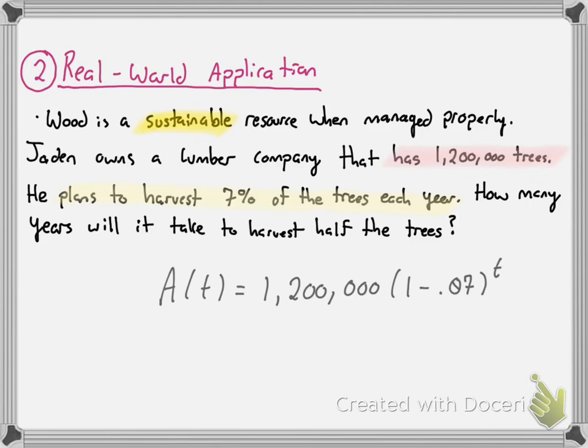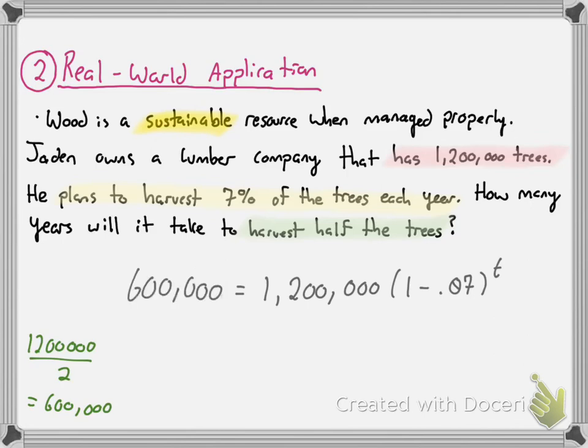From here, I'm trying to figure out how long it is going to take to harvest half of the trees. If I'm starting with 1.2 million, 1.2 million divided by 2 is 600,000. So I'm going to use this equation. I want to solve for t and see when that equals 600,000. Now I plugged in everything that I know. I'm solving for the amount of time, so for t. Since that t is in the exponent, I'm going to need to use logarithms to be able to get it out and actually solve for it.